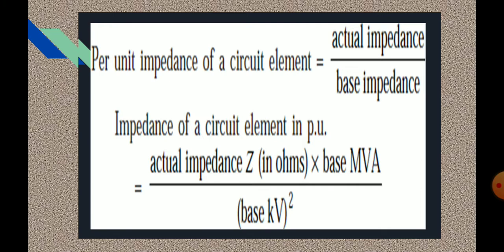We know that any quantity in per unit has to be expressed as actual impedance divided by base impedance. Per unit current of a circuit element means actual current divided by base current. Per unit voltage of a circuit element means actual voltage divided by base voltage. So this formula: impedance of a circuit element in per unit is equal to actual impedance, expressed in ohms, into base MVA divided by base kV square.